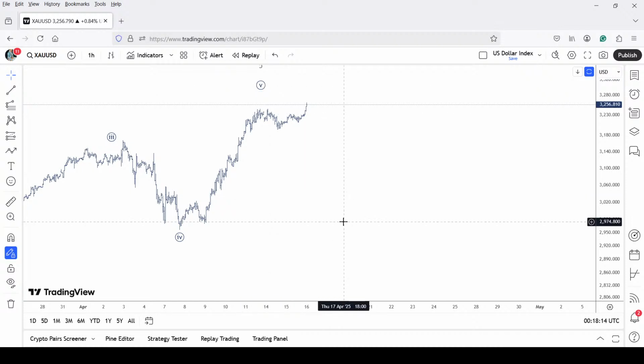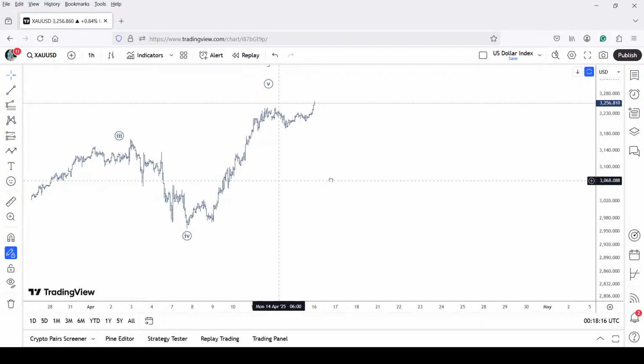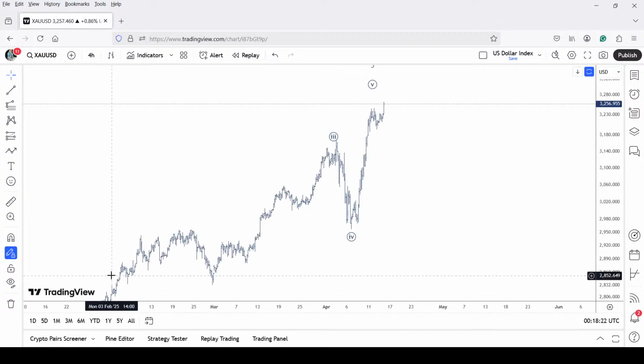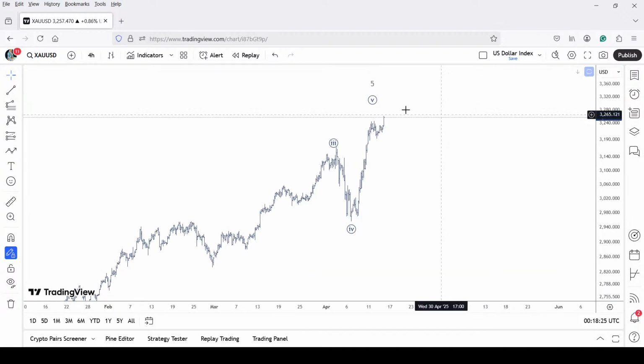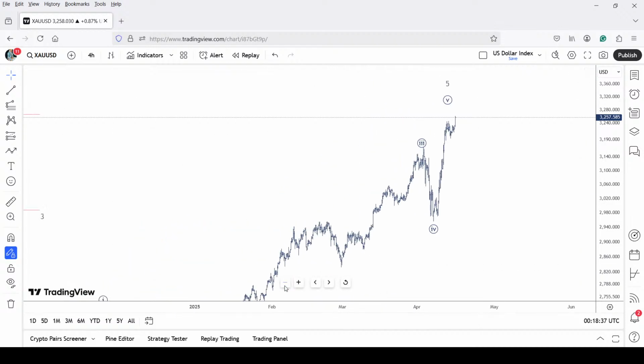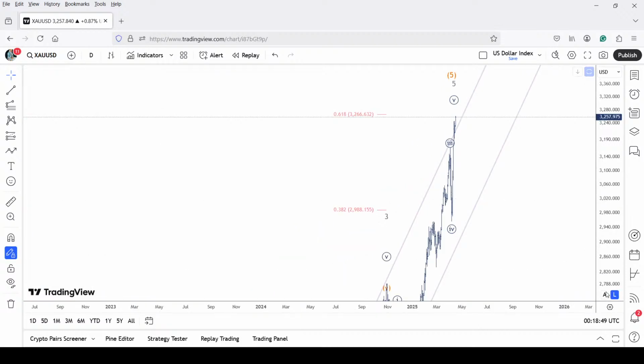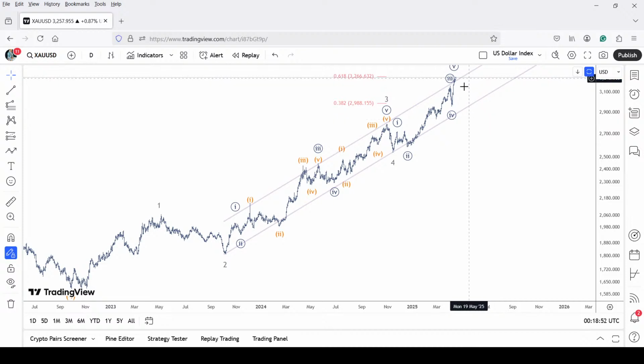We've already discussed this case scenario, let's do it again. Either structurally, gold is printing minute and minor wave 5 as we speak. The price range is expected to be around the 3270s and 3280s mark. This is one scenario where we have adjusted wave 3 minute, wave 4 minute, and now we are inching higher towards wave 5 minute degree.